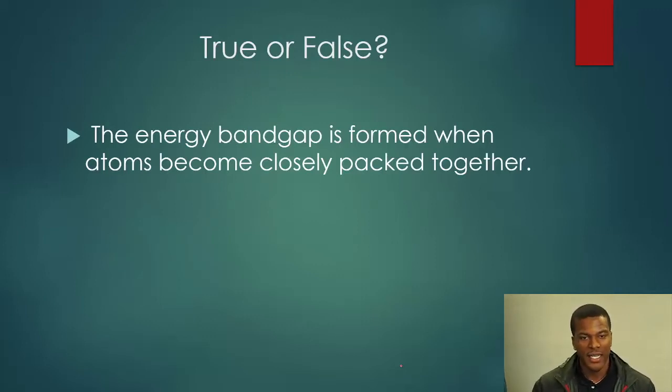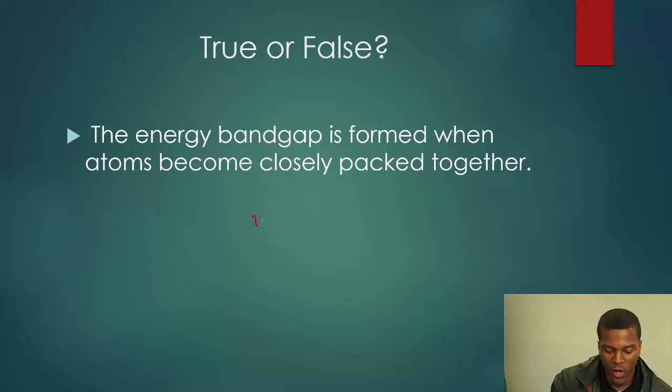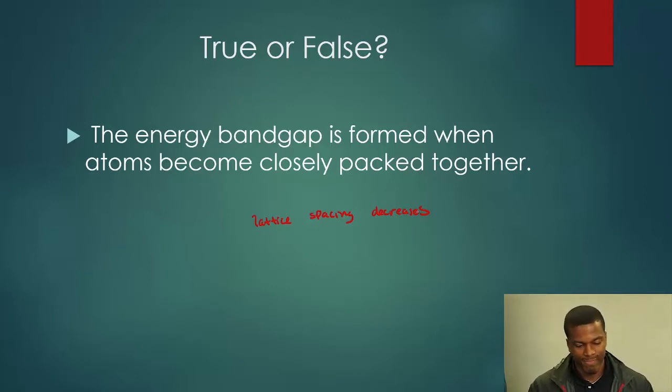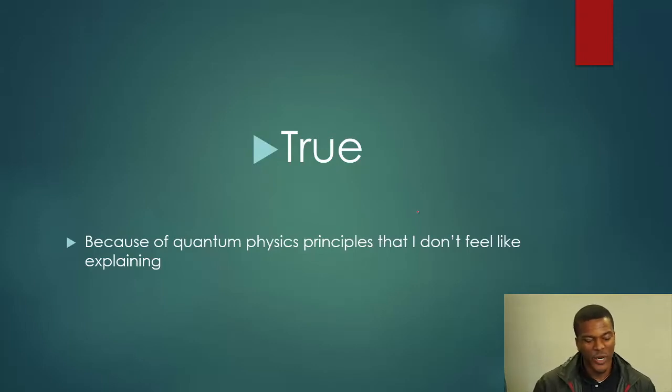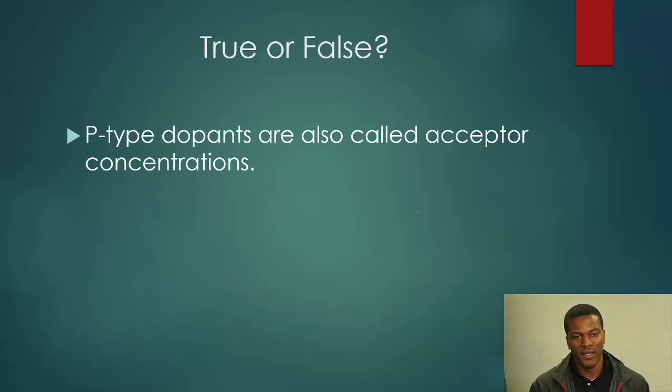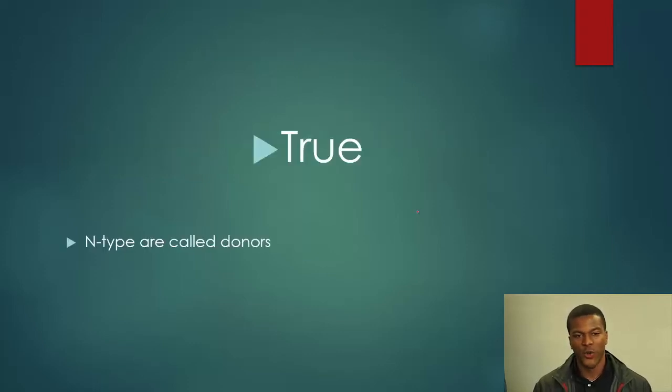The next question says, the energy band gap is formed when atoms become closely packed together, or in other words, lattice spacing decreases. Is this true? It is. And the reason is because of quantum physics principles that are pretty difficult to explain. True or false? P-type dopants are also called acceptor concentrations. True or false? The answer is true. And N-type concentrations are called donor concentrations.